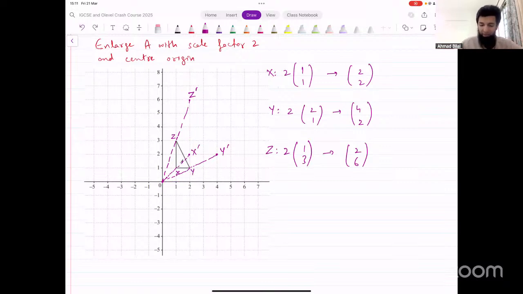Okay, and now you can draw this triangle x prime, y prime, z prime. This is the enlarged triangle.